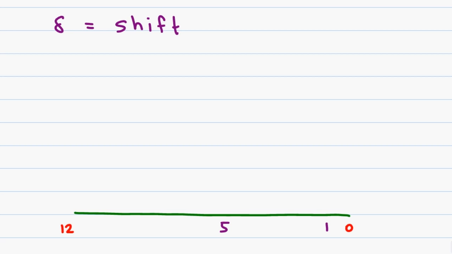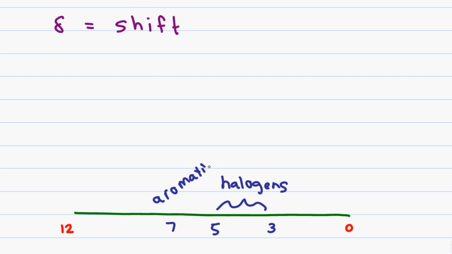The numbers and values that I do recommend memorizing are as follows. Between the values of 3 to 5, you're going to have your halogens. At approximately the number 7 is where you will have your aromatics, and ranging anywhere from 9 to 12, you'll have the terminal hydrogen on a carboxyl or aldehyde.